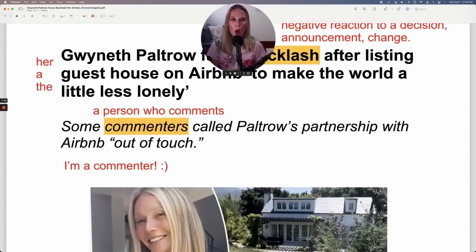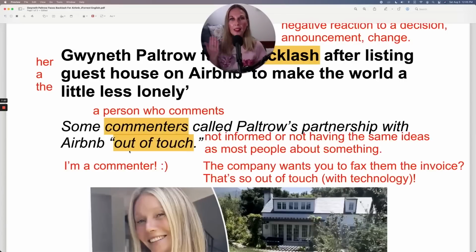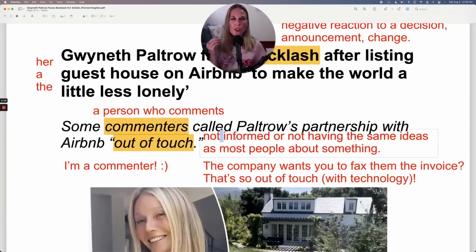Some commenters called Paltrow's partnership with Airbnb out of touch. Let's take a look at out of touch. This is a very common idiom. If you describe someone or something as out of touch, you're saying that they're not informed. They're not informed with the latest, the most recent about something specific, or simply they don't have the same ideas as most people. Usually because they're not informed.